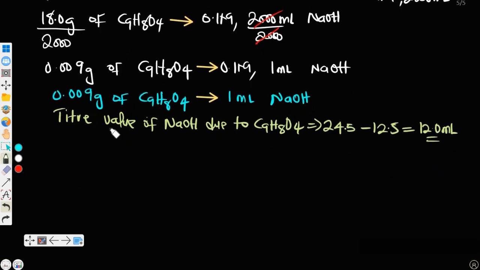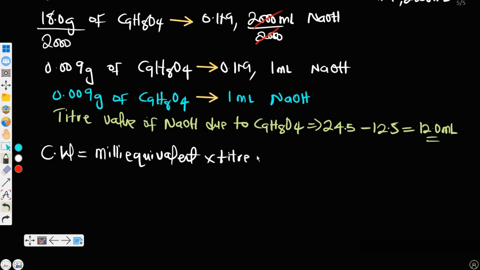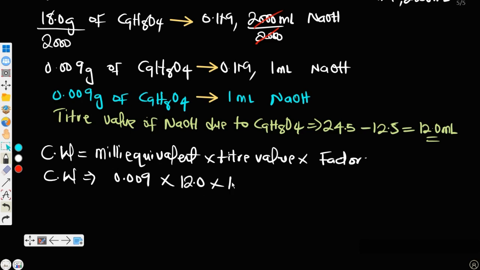Exactly. So what are we going to do? We will now say that our calculated weight, from what we already know, 12.0 ml will give us X. Or we can say that calculated weight is milli-equivalent times titer value times the factor. Calculated weight will be equal to milli-equivalent, 0.009, times titer value, 12.0, times factor, 1, because I told you that for this case, the factor will be given as 1.